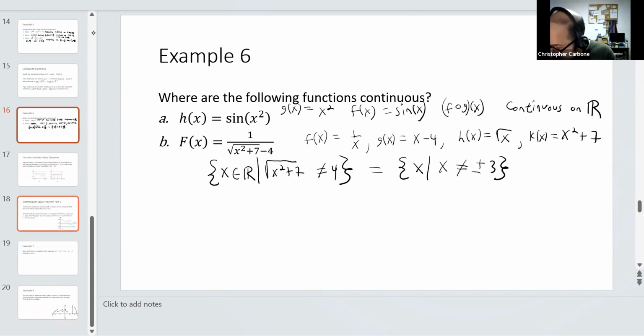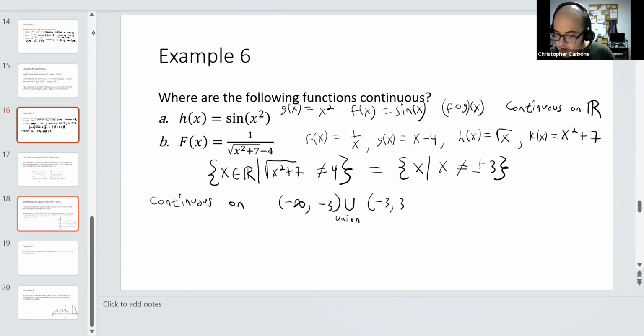So in terms of what that means, we are continuous on the following intervals: negative infinity to negative 3, union negative 3 to positive 3, union 3 to infinity, since we are writing these as sets.